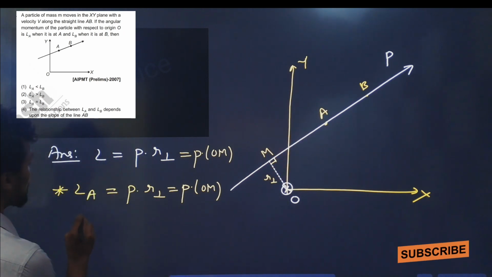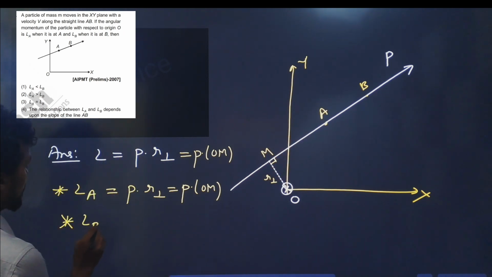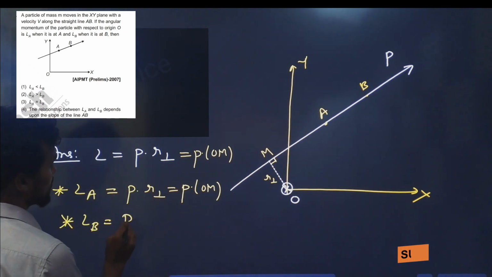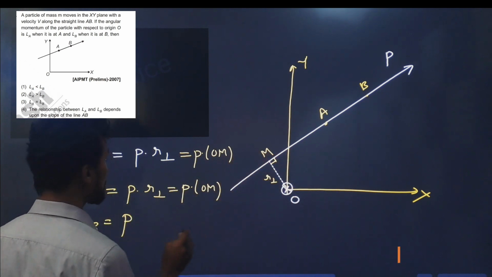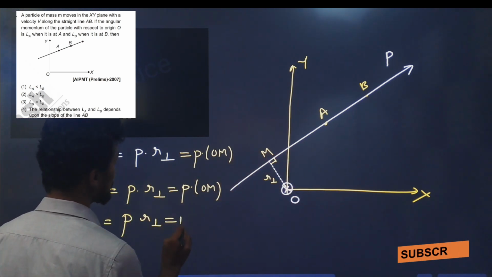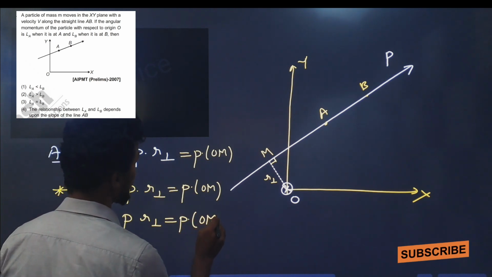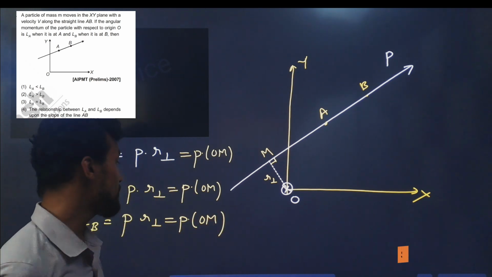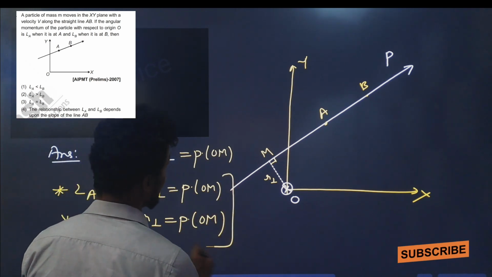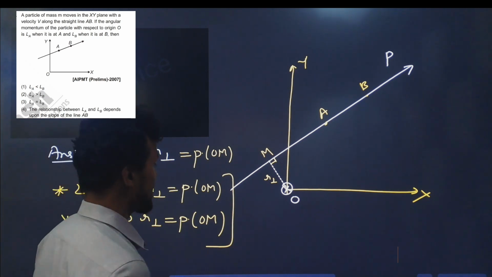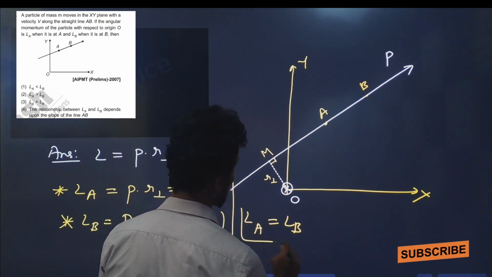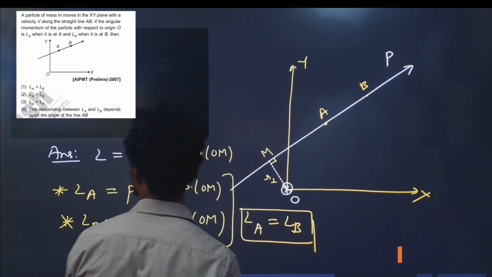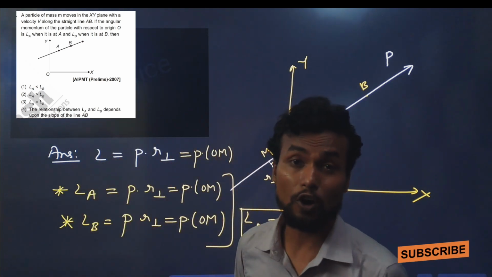Similarly for point B also, please make sure even at point B the situation is not going to change. Uniform velocity, uniform momentum, so P into perpendicular distance is also the same. So what is coming here? P into OM. Are both the values the same or different? Both the values are the same. So the answer is going to be LA equal to LB. That means the correct answer is option 3.